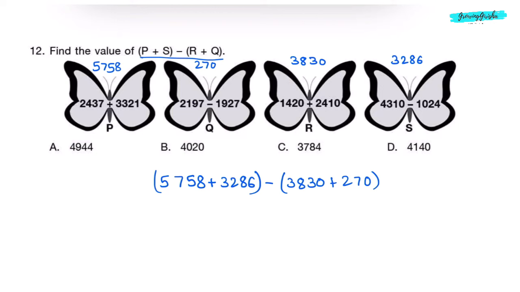5758 plus 3286 is equal to 9044. 3830 plus 270 is equal to 4100. Now when we subtract 4100 from 9044, we get 4944. Correct answer is option A.